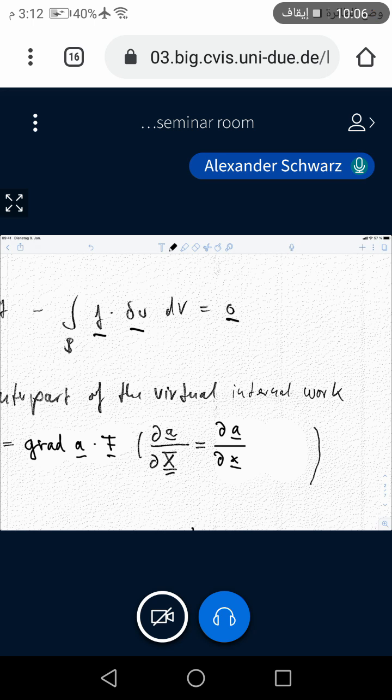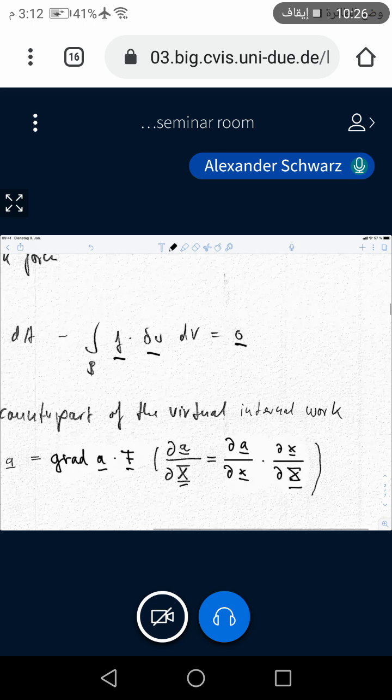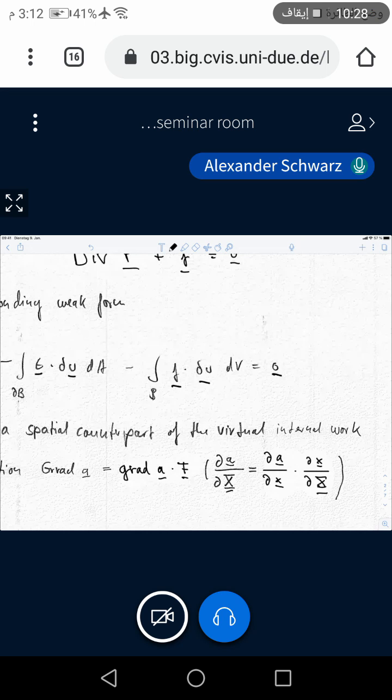This is the gradient of A. And then I have to make the derivative of small x with respect to large X. And this is, of course, known as F. I think all of you know this. And then we get this formula: if you have a large gradient, you could replace it by a small gradient and F. And of course, this works also vice versa.